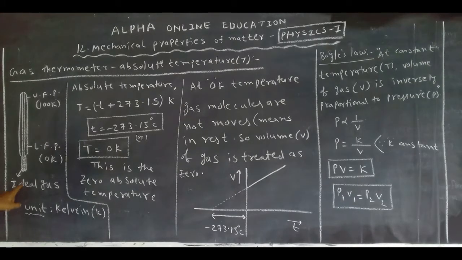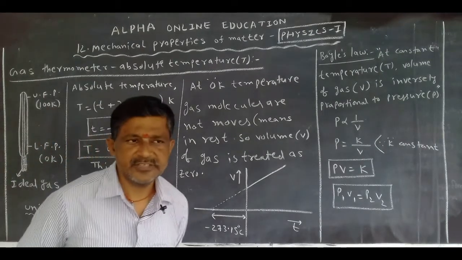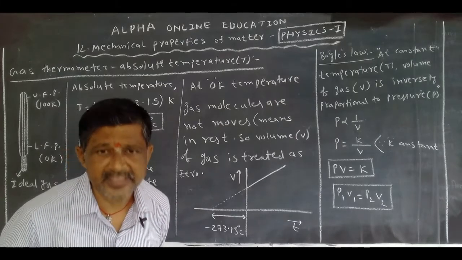Now, which gas is taken in the bulb of the gas thermometer? Ideal gas. Okay, what is LFP? 0 Kelvin. What is UFP? 100 Kelvin. It is LFP and it is UFP. What is the unit used in the gas thermometer? Kelvin. Simply we can write K. The gas thermometer is designed by Kelvin.